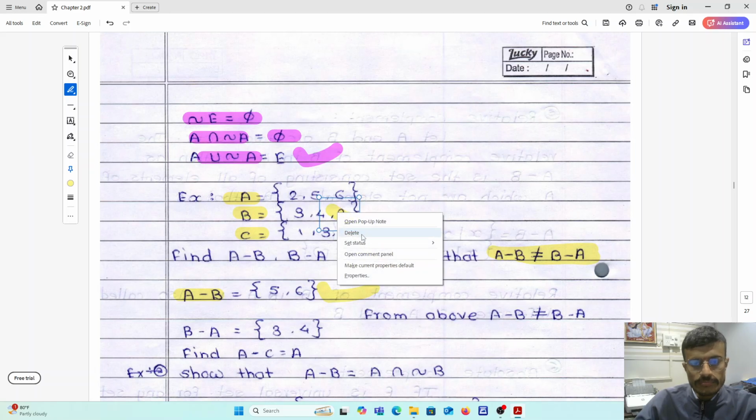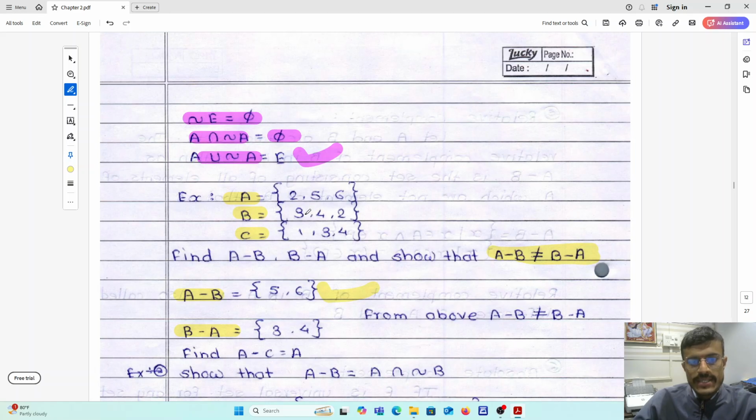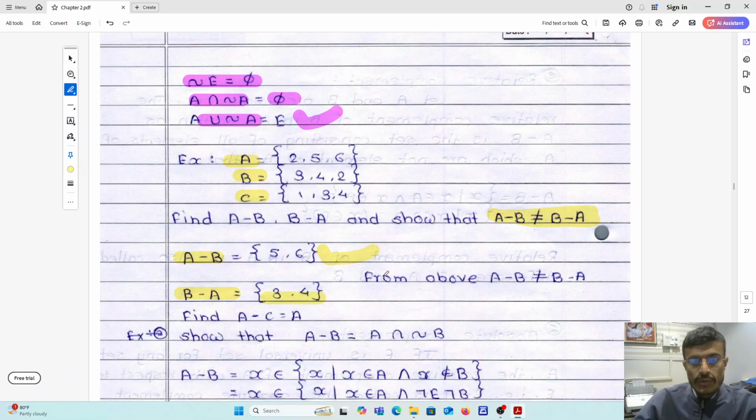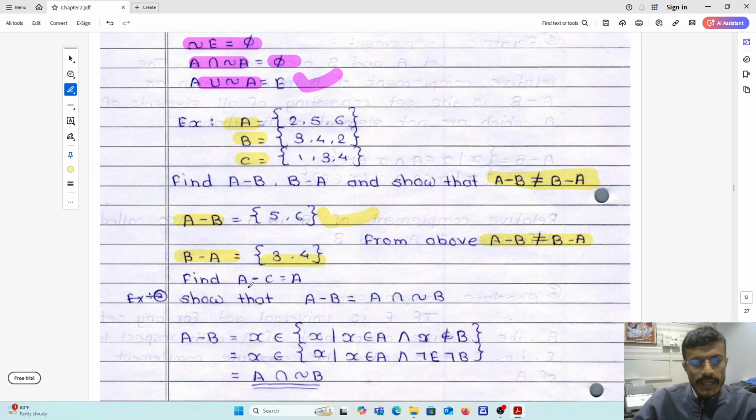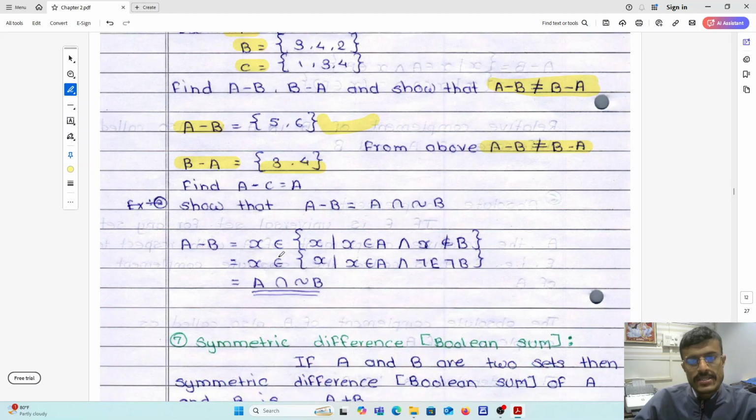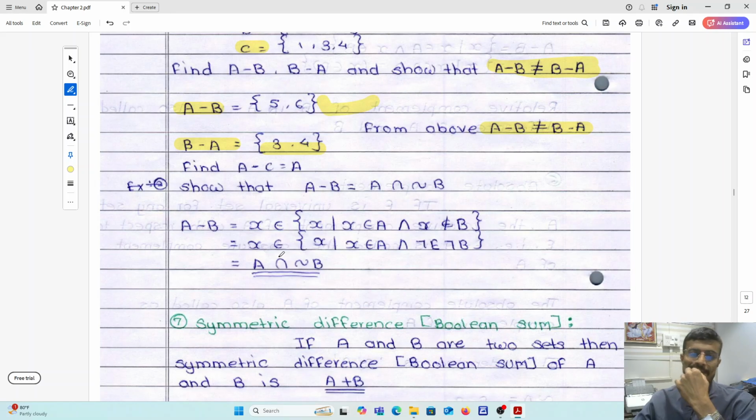Now B minus A. B minus A is all the elements present in B other than the elements in A, that is 3, 4. So you can conclude here that A minus B is not equal to B minus A. Again, you can find some examples. You can go through this screen and solve this example.